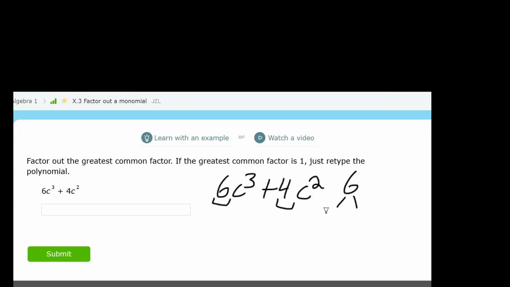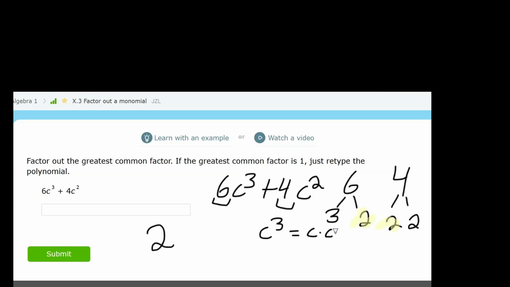6 can be broken down into 3 times 2. 4 can be broken down into 2 times 2. Now let's identify our common factors here, which is just a 2, which happens to be our greatest common factor for the number part. And now let's look at the variable component. C to the third is the same thing as c times c times c. C squared is the same thing as c times c. Now let's identify how many c's we have in common. We have 1, 2 c's in common. So for our variable component, it's just c squared.